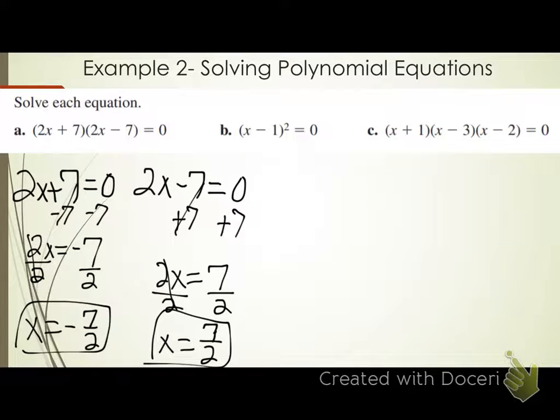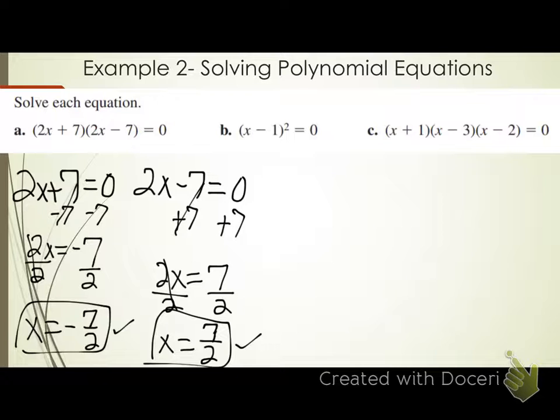If I plug in negative 7 halves, it's going to give me a 0 in this first set of parentheses. So 0 times whatever number I get here is going to be 0. So that's a true statement. That one checks out. 7/2, when I plug it in here, I'm going to get 0 in the second set of parentheses. 0 times whatever over here gives me 0. 0 does equal 0. That one checks out.